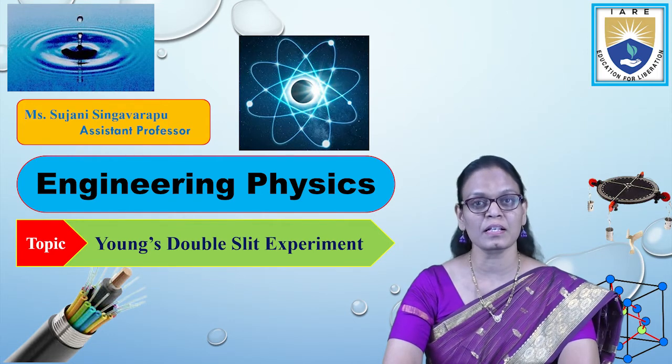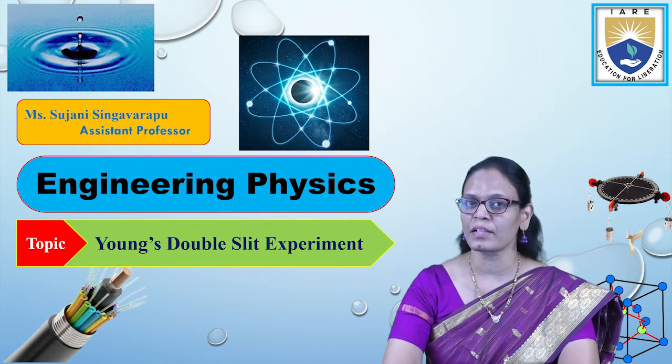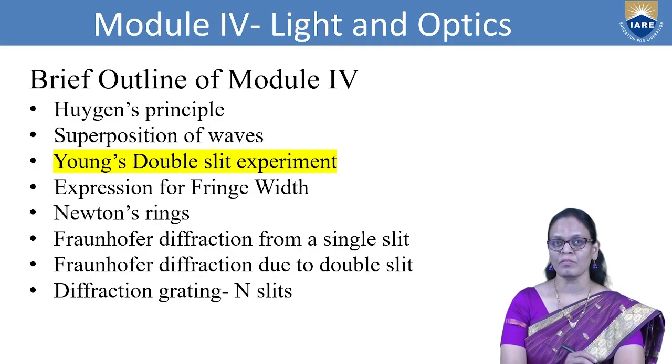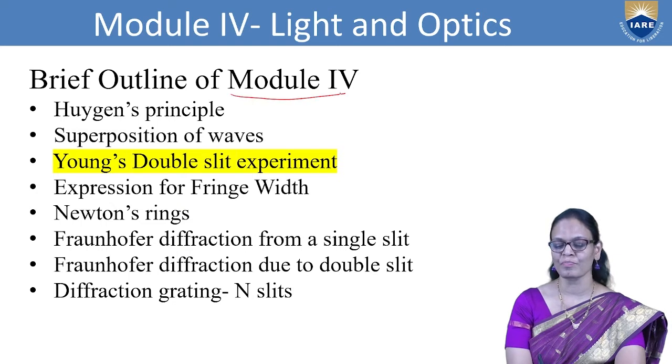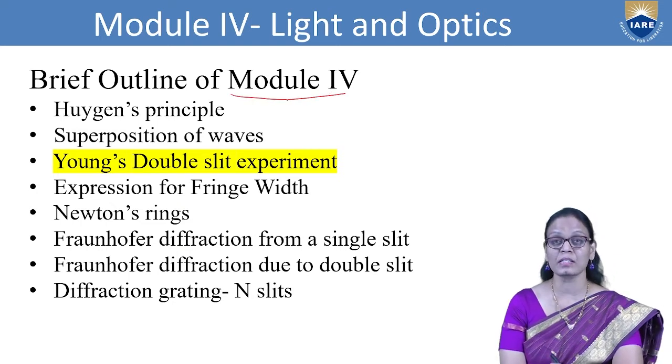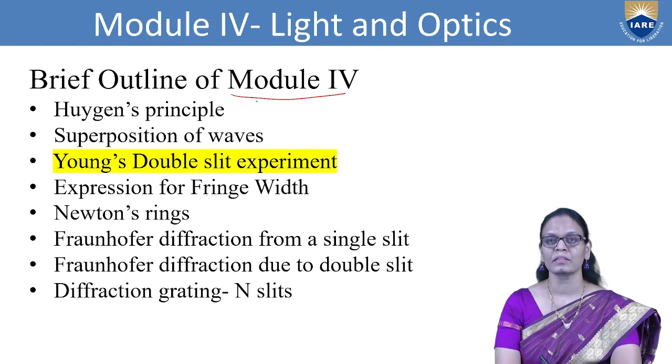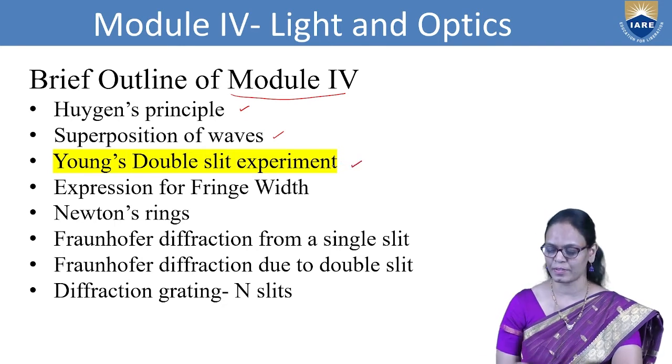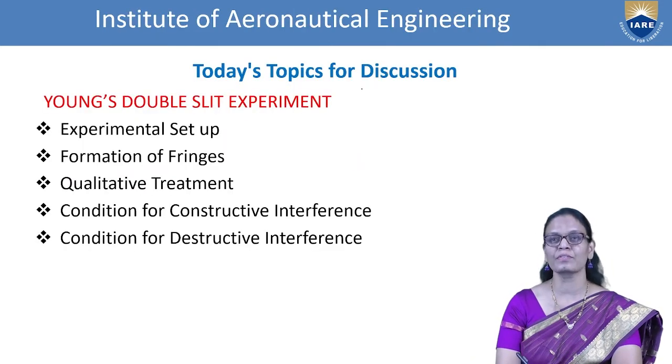Today we are going to discuss Young's double slit experiment. Now let us see the brief outline of module 4. In the previous lecture we discussed the very basics related to light and optics, that is Huygens principle and the superposition of waves. With this background, today we are going to see Young's double slit experiment. So let us see how we are going to do our discussion today.